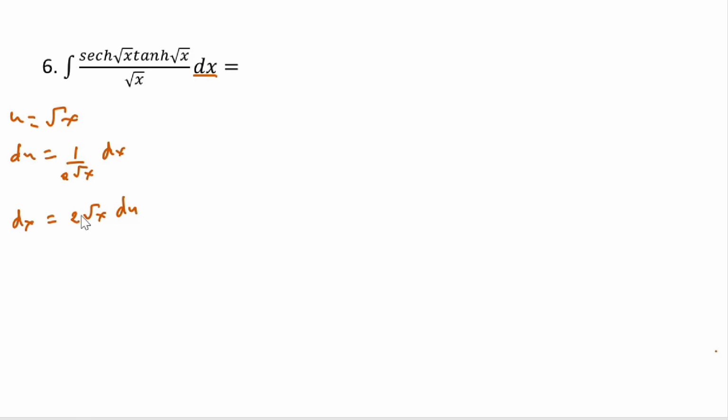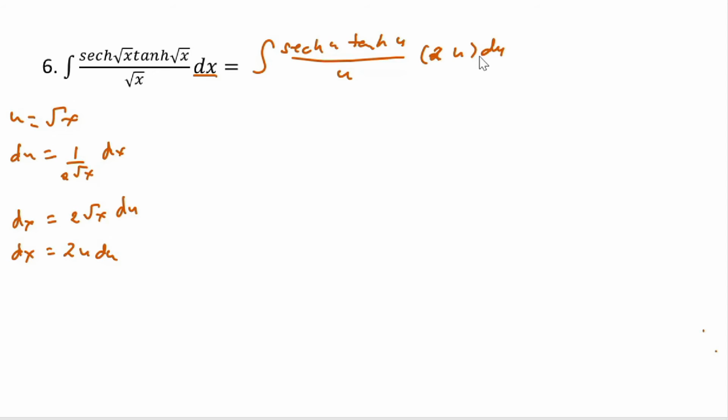But what's the meaning of square root of x? Replacing the meaning of square root of x in terms of u, we have square root of x is equal to u, therefore this becomes now dx is equal to 2u du. Now, after that, we are going to rewrite the given in terms of u and du. So we can write now as hyperbolic secant of u times hyperbolic tangent of u all over the square root of x means u times the meaning of dx is 2u du.